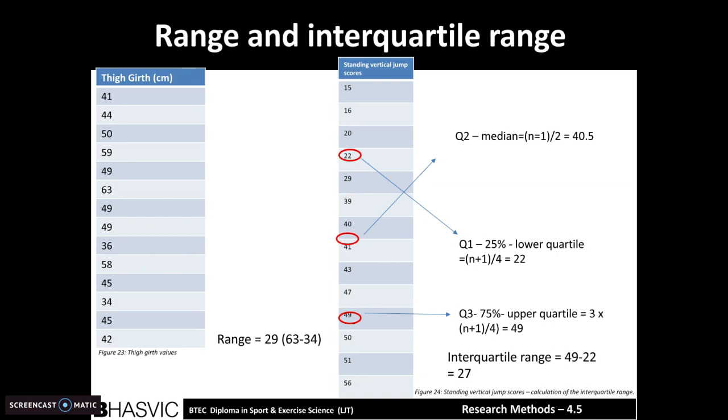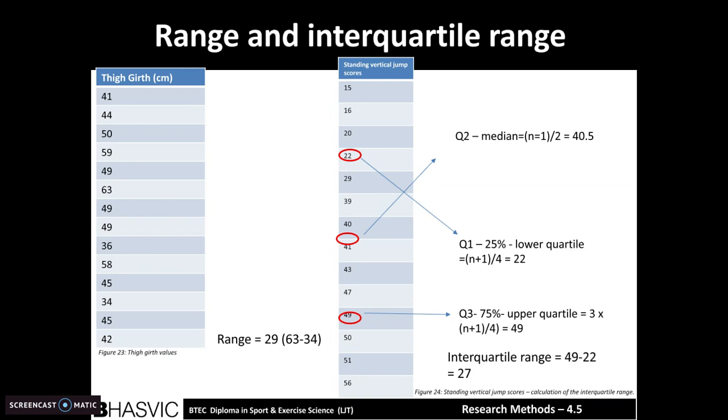But when calculating the interquartile range, you find the position of the value in the dataset. So the data is in rank order to find the position of the median. You do this by taking the number of values in the data. In this example, the standing vertical jump sample, there are 14 values. Next, you add 1 to the number of values. Once you have done this, you then divide by 2. In this example, it would be 15 divided by 2, which gives you 7.5. So the position of the median is the 7.5th value.